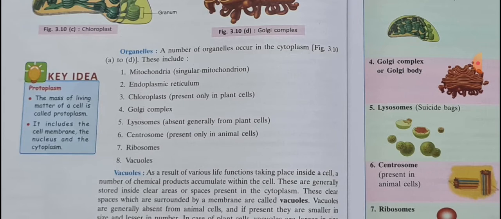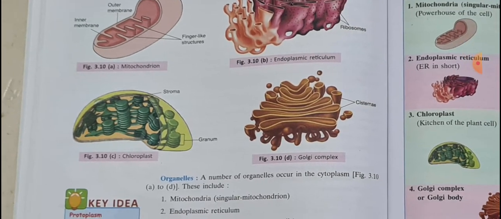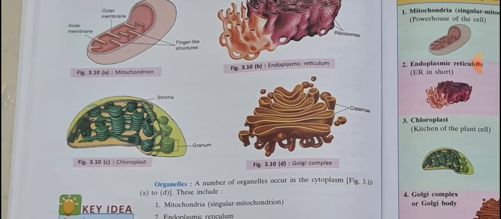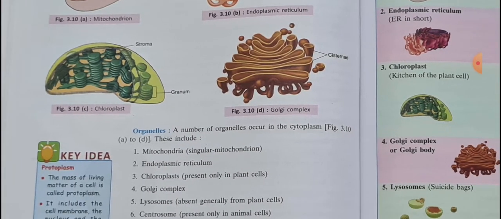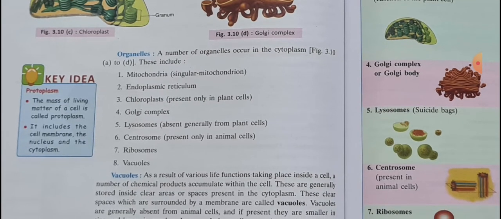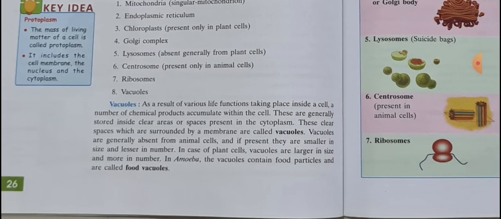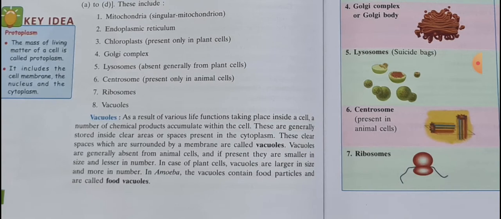Organelles. A number of organelles occur in the cytoplasm, given here, A to D. These are mitochondria, endoplasmic reticulum, chloroplast, and Golgi complex. Whereas we have more like lysosomes, centrosome, ribosomes, and vacuoles. Vacuoles carry out various functions inside the cell.